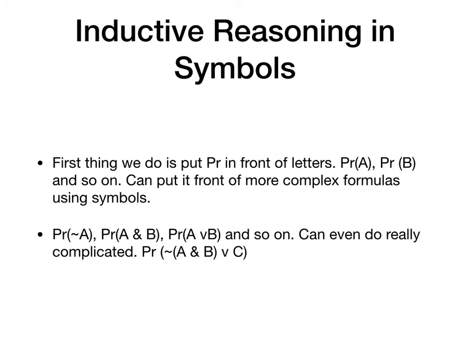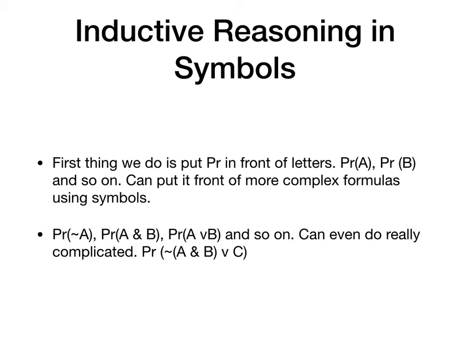Well, how do you use inductive reasoning? So how do you use symbolic logic, these symbols we've been learning, with inductive reasoning? The first thing you do, the most basic thing, is just to put a PR in front of the letters, right? PR stands for probability that. So probability that A means the probability that A is true. Probability that B means the probability that B is true. And you can put more complex formulas in using symbols, right? Probability, parentheses, not A; probability, parentheses, A and B; probability, parentheses, A or B, right? You can even do more complicated, right? Probability not A and B or C.